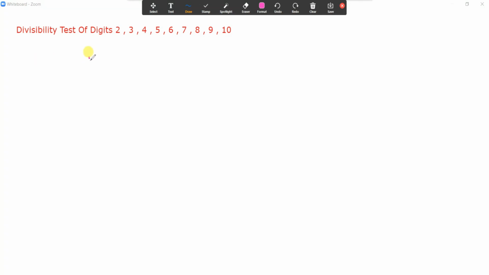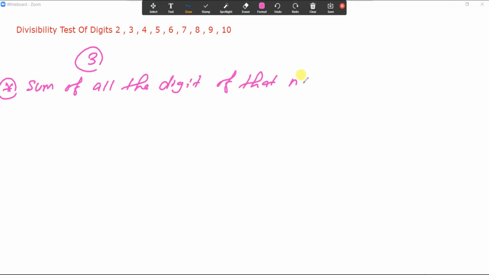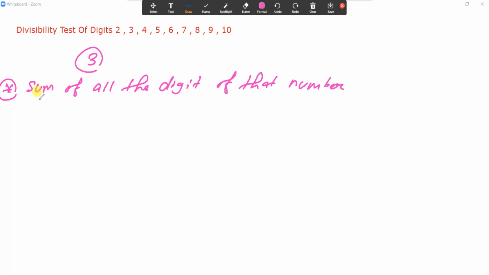So to check for the digit 3, I will give you one idea. To check whether any number is divisible by 3 or not, you have to add all the digits of that number, the sum of all the digits of that number. One example I'll give you. Suppose you have 3942. Now I am going to check whether this number is divisible by 3 or not. For that, as I have told, do the sum of all the digits of that number.